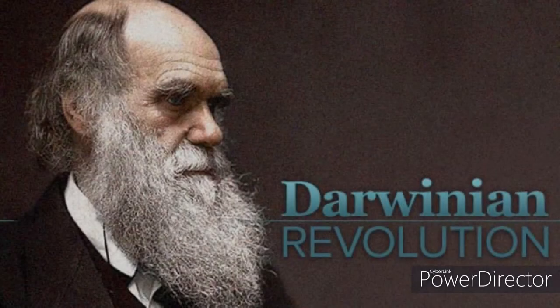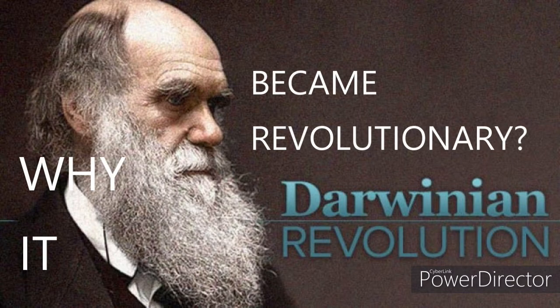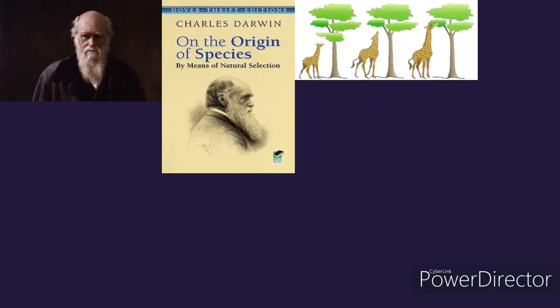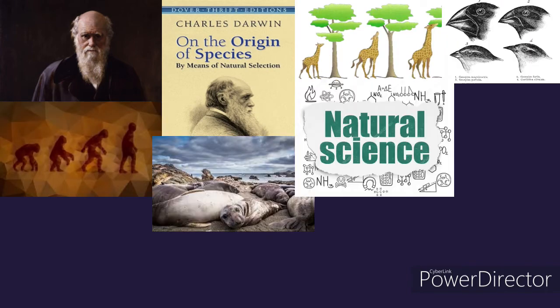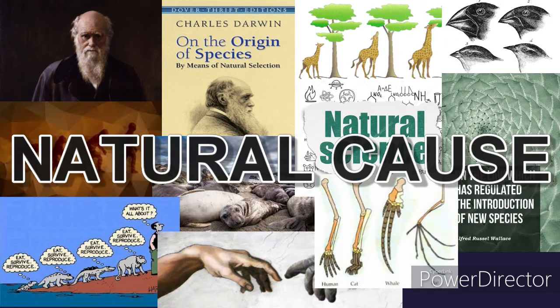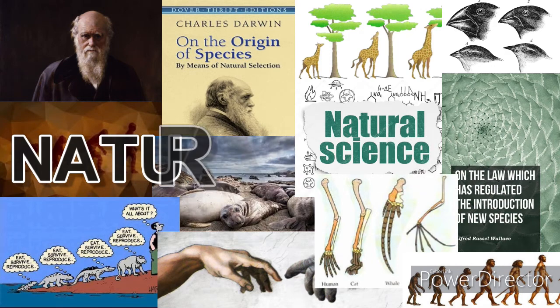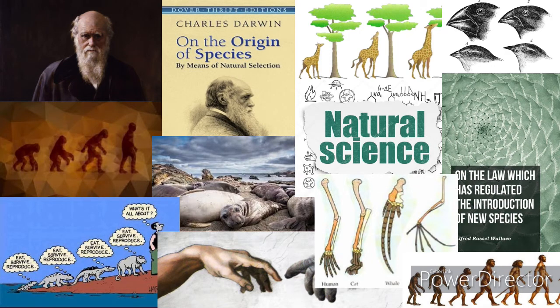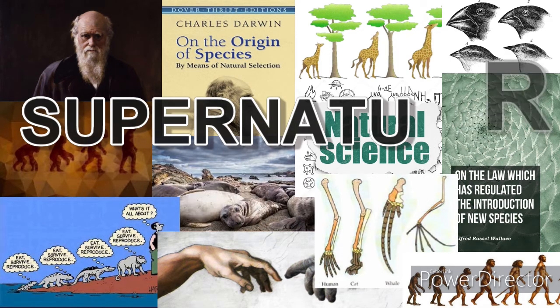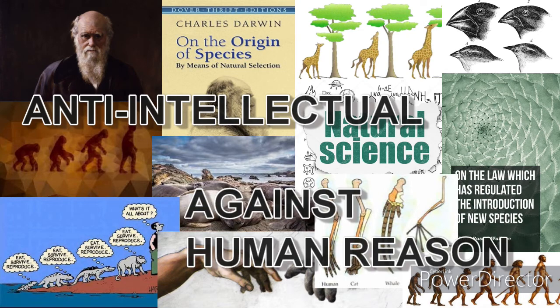Lastly, the third question, why did it become revolutionary? This Darwinian revolution created a worldview that everything should be explained by natural causes, and that any reference or reliance on supernatural causes was anti-intellectual and against human reason.